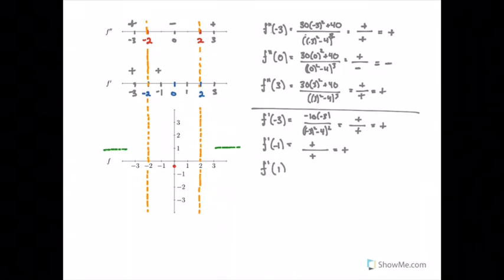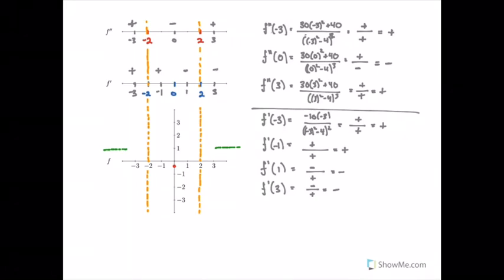All right, let's do it for f prime of 1. That's going to give us a negative number on the top and a positive number on the bottom, as always. That's going to give us a negative. And f prime of 3, same thing, a negative on the top, positive on the bottom will give us a negative.